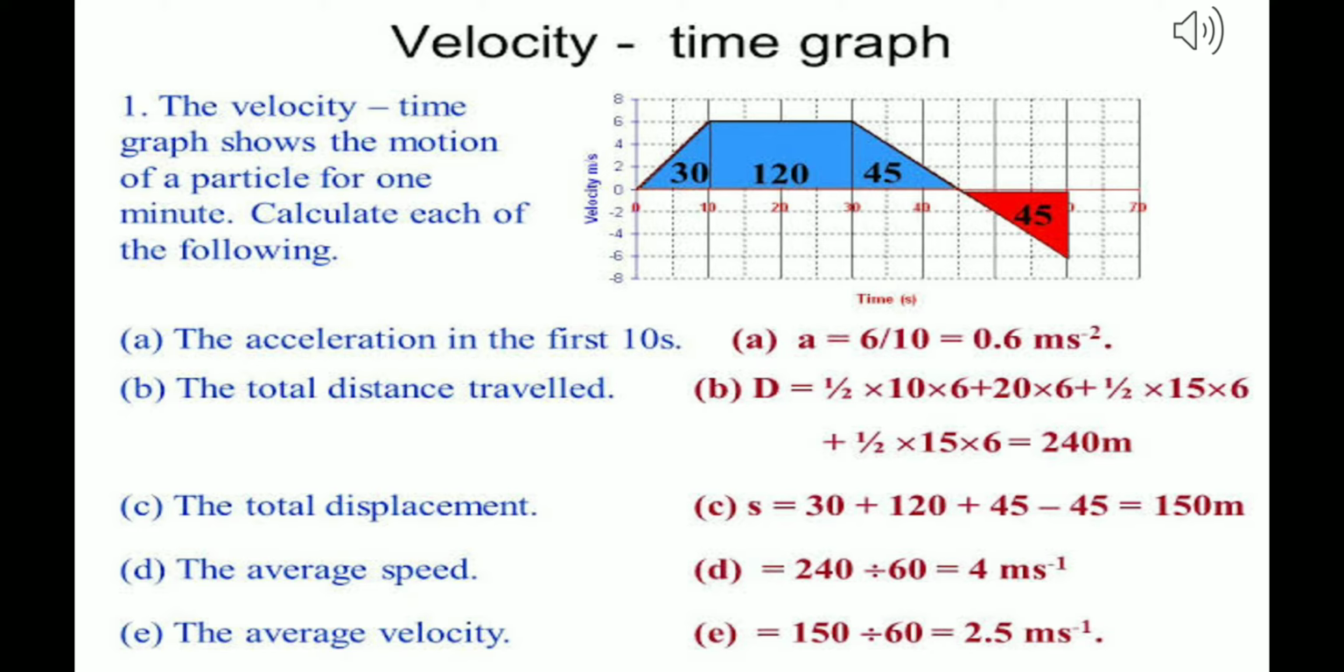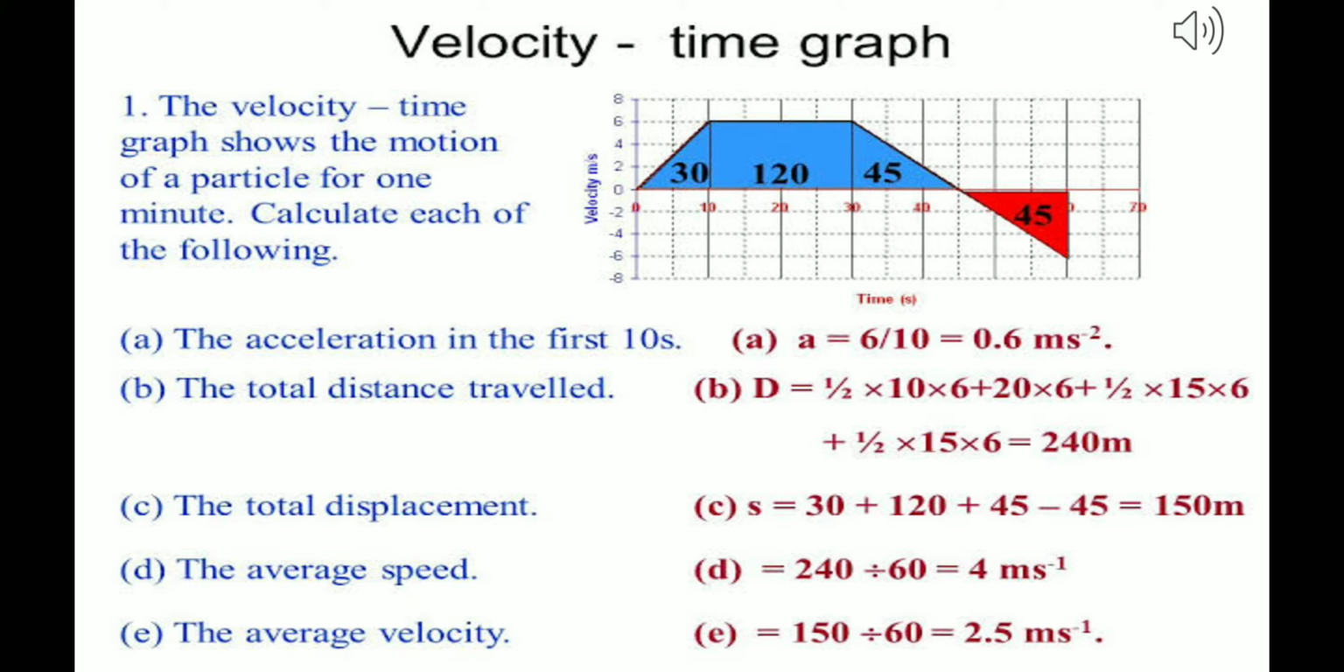So A, how to find out the acceleration in the first 10 seconds. Now acceleration, you can see, is 6 by 10 over here, and so it comes to 0.6. Now how is it 6 upon 10? You see the slope is to be calculated here, so you have to see the y-axis. It is y2 minus y1 upon x2 minus x1. So 6 minus 0 is 6 and 10 minus 0 is 10. So it becomes 0.6 meter per second square.